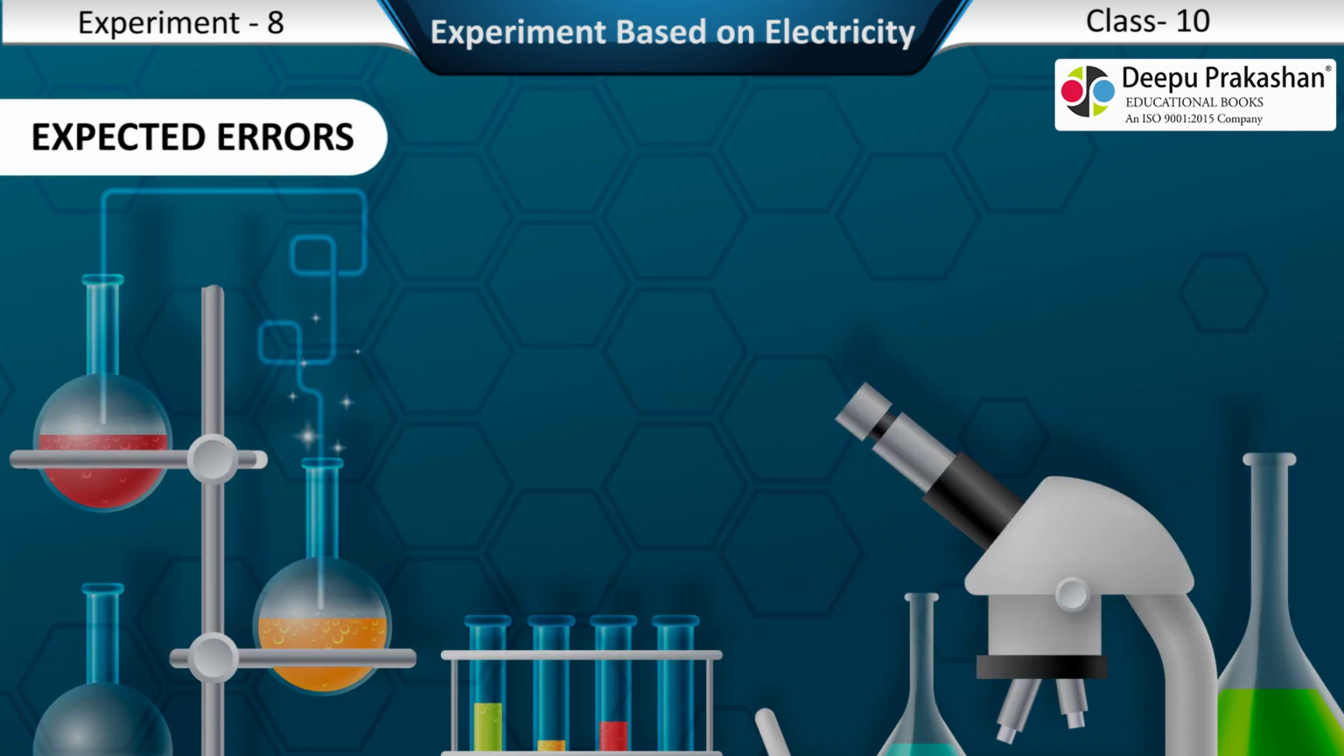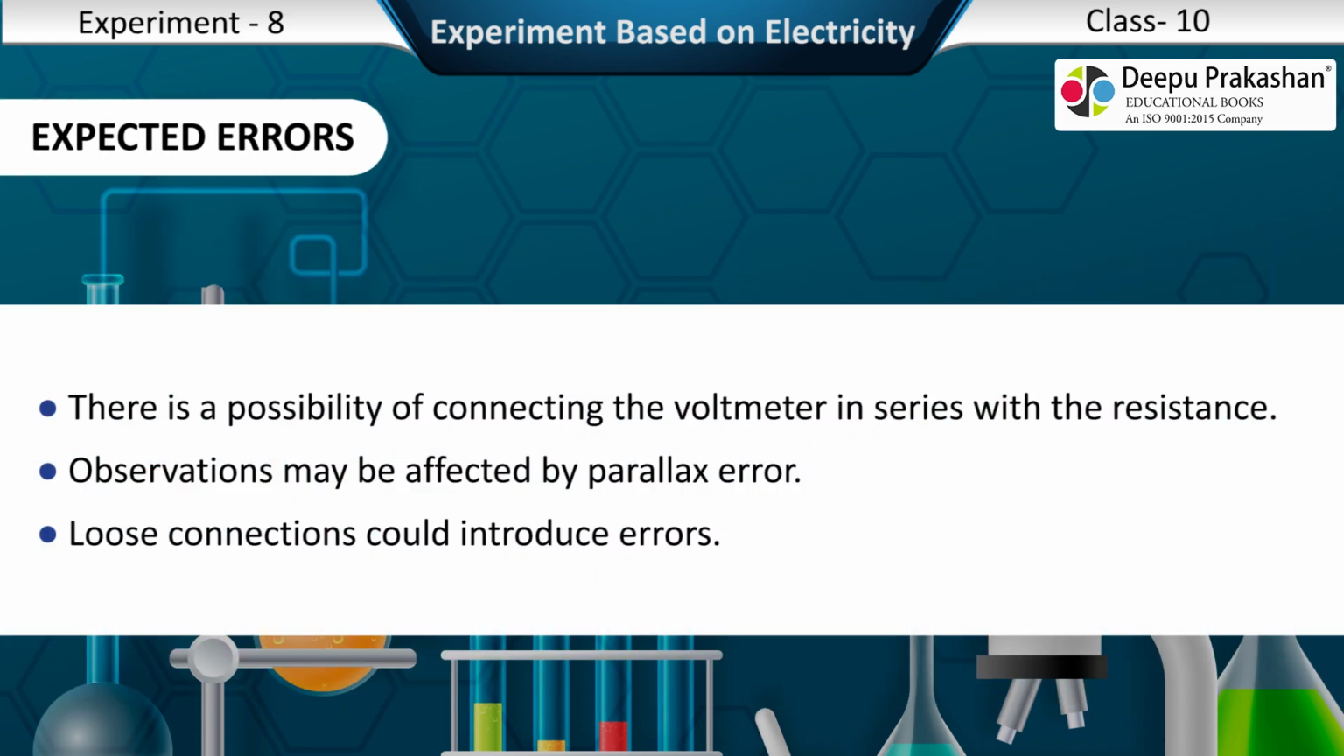Expected errors. There is a possibility of connecting the voltmeter in series with the resistance. Observations may be affected by parallax error. Loose connections could introduce errors.